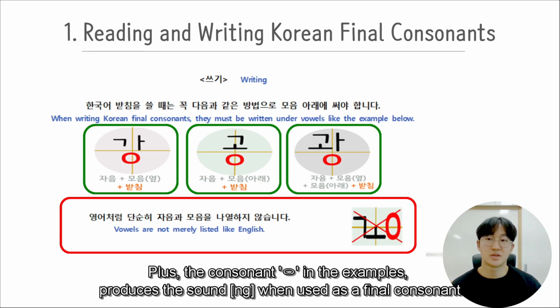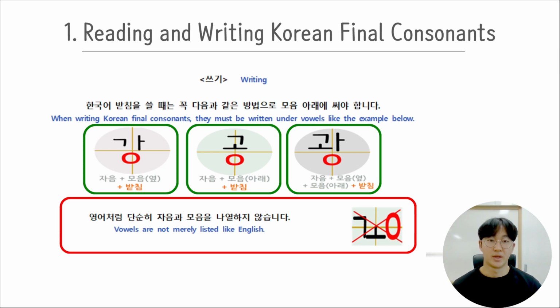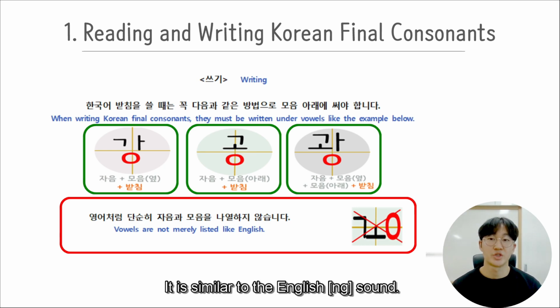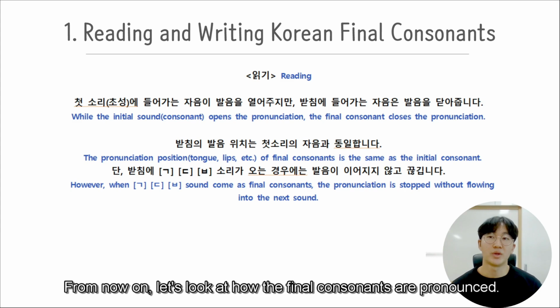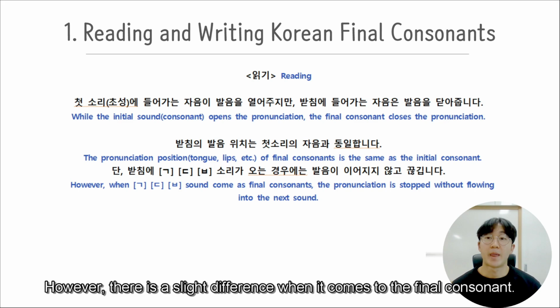Plus, the consonant iung in the examples produces the sound 응 when used as a final consonant, while it has no phonetic value as an initial consonant. It is similar to the English ng sound. From now on, let's look at how the final consonants are pronounced. In Korean, the consonant as an initial sound is pronounced similarly to English. However, there is a slight difference when it comes to the final consonant.